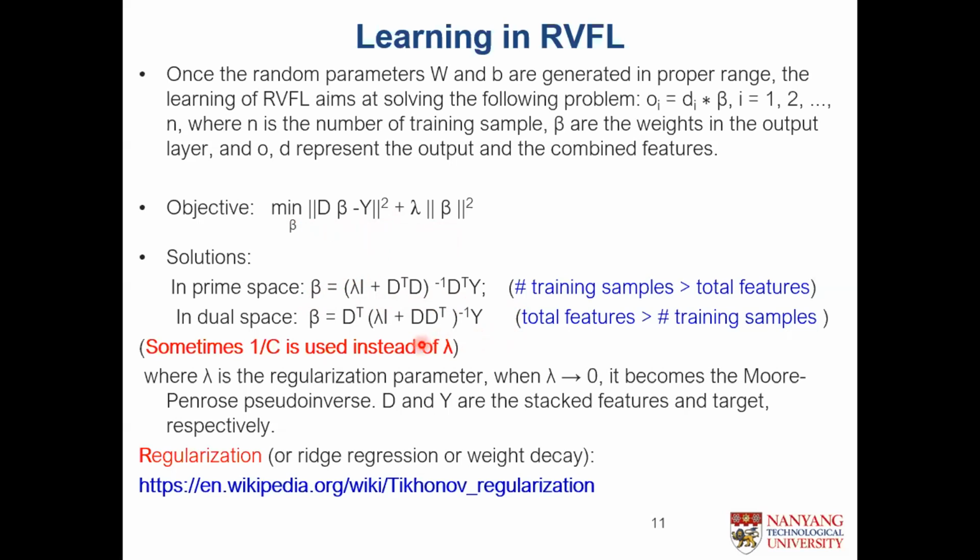We have 2 forms for the closed form solution, and we can select the primal form or dual form depending on this condition. When the number of training samples is much larger than the total features, we select the first, primal form. When the condition is the other way around, we select the dual form. By doing this selection, we can reduce the computational complexity. The computational complexity comes from the matrix inversion here. And lambda is the regularization parameter.